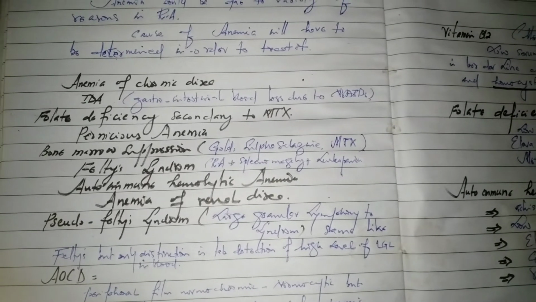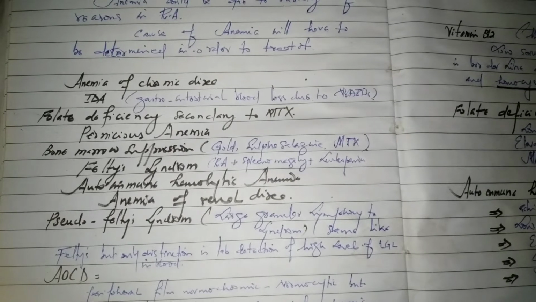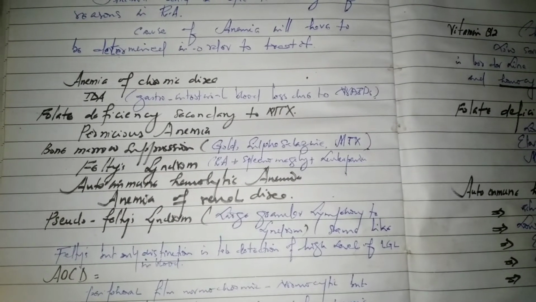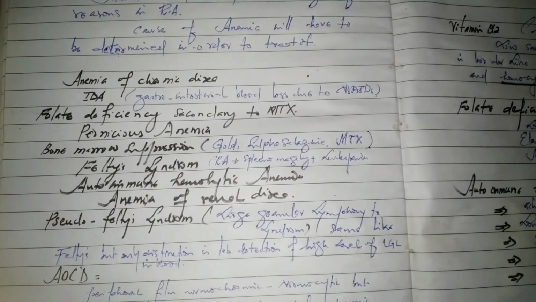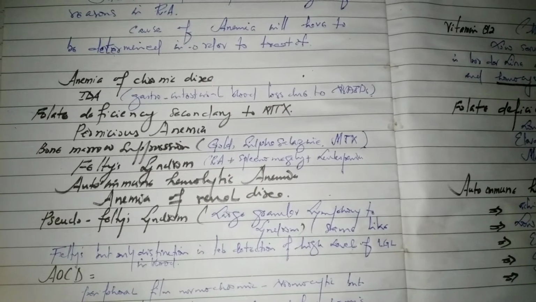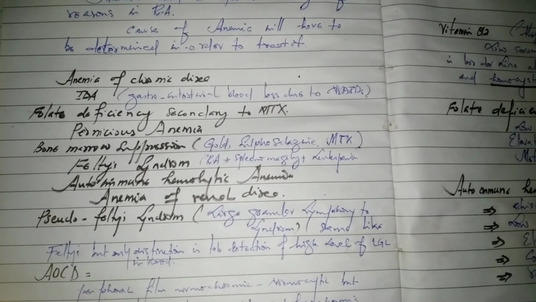Pernicious anemia: rheumatoid arthritis itself is an inflammatory and autoimmune condition. Therefore, pernicious anemia could be associated with it because it is a rule that if one autoimmune disease is there, another autoimmune disease could also be there. Therefore, you have to rule out that.